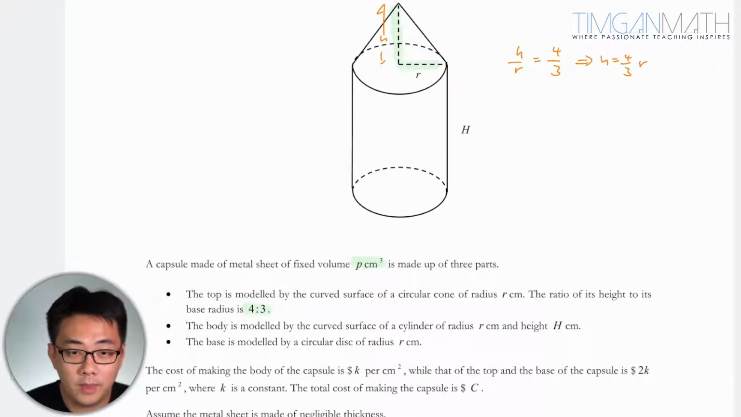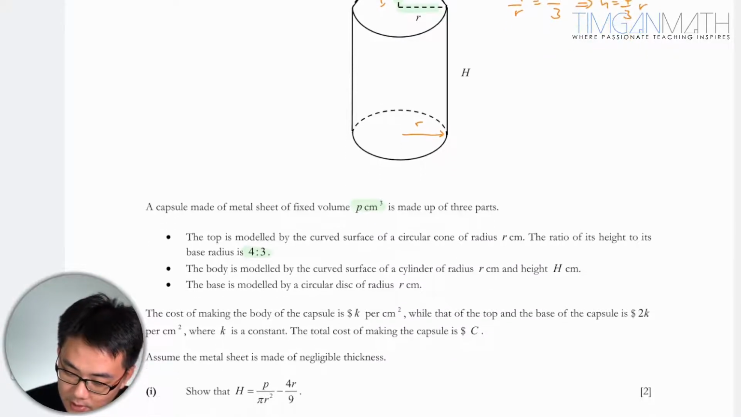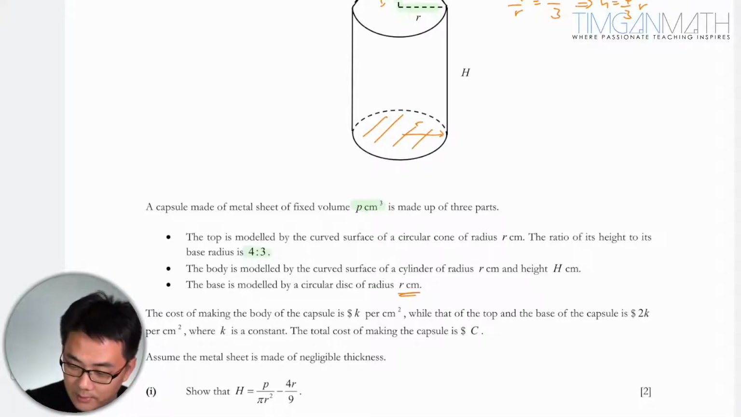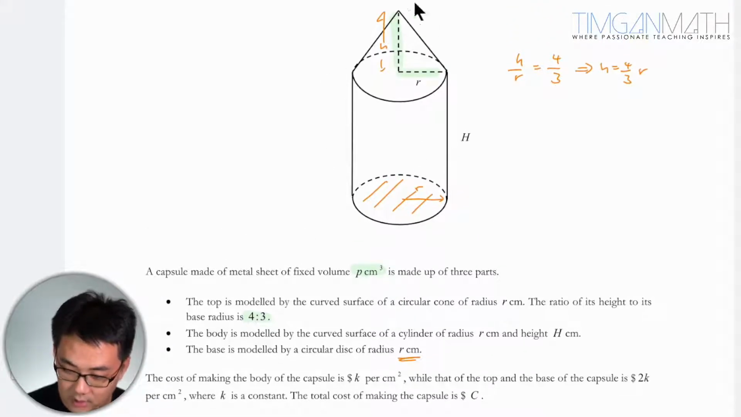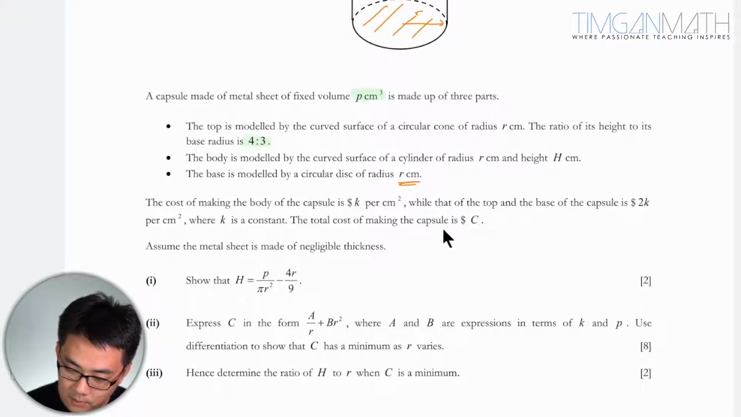The body is modeled by the curved surface area of a cylinder of radius r and height H. So it is also r here. And the base is modeled by a circular disc of radius r. So this is a capsule. There's a base area, a curved surface area of the cylinder and the cone. So show that H is given by this. Assume that the metal sheet has negligible thickness.